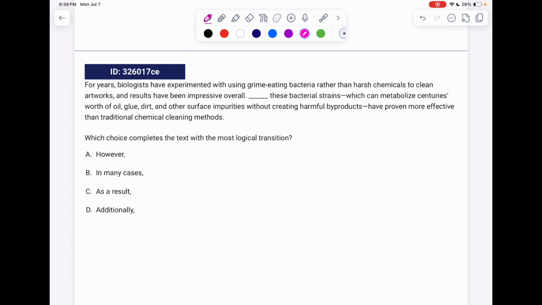So let's look at the sentence and see if we could think about the relationship here. It's saying we're doing this thing.